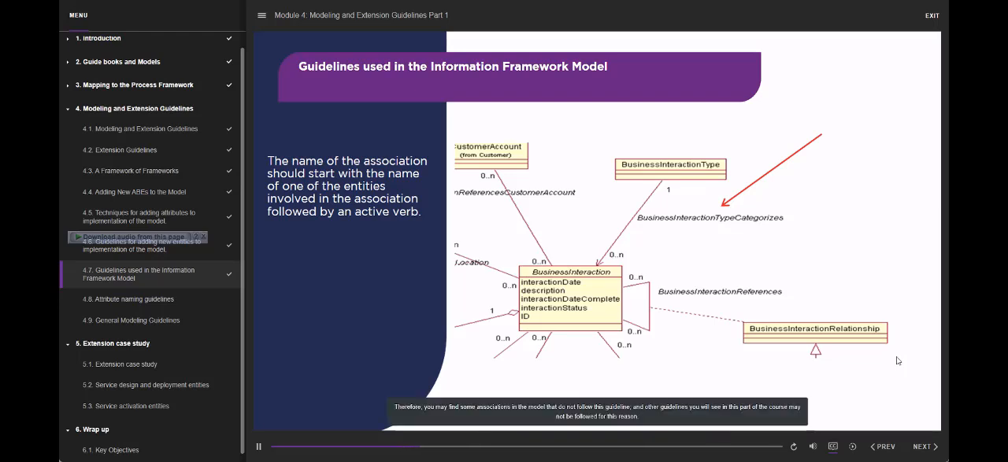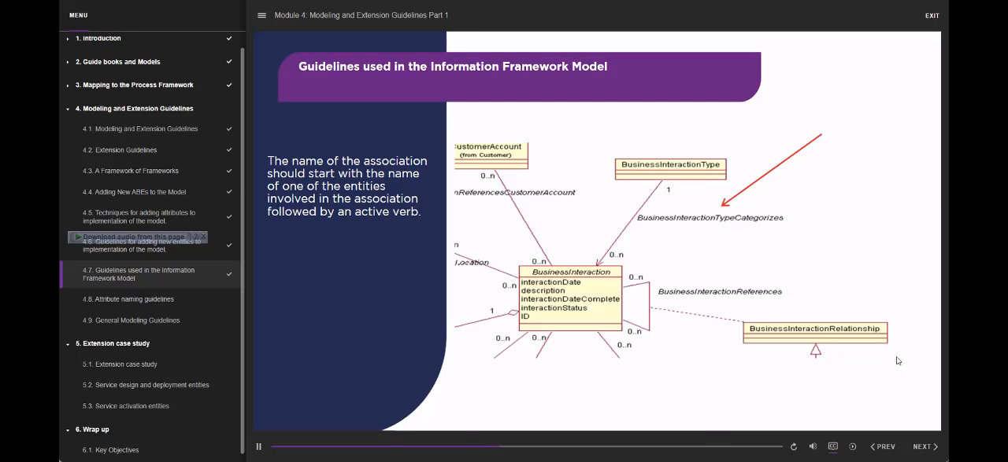Therefore, you might find some associations in the model that do not follow this guideline, and other guidelines you'll see in this part of the course may not be followed for this reason. Today, all submitted information framework change requests must follow these guidelines. For your implementation, it's up to you to follow the guidelines or not.